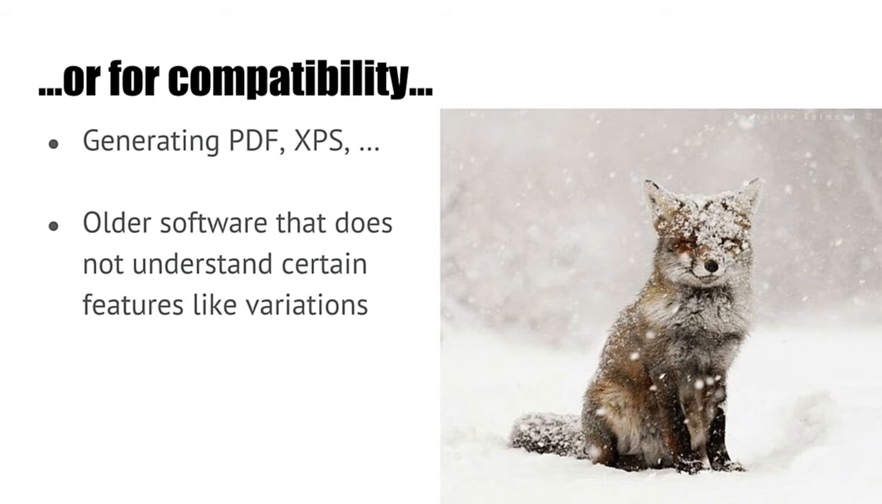Or for compatibility reasons, like, for example, generating a PDF or XPS file, a variable font will not work, so you may want to instantiate it, or for other reasons, or older software that does not understand certain things. Based on a specification, so for the purpose of the subsetting operation, we have an input file and a specification of what we want the output to support. That involves the character set, layout features, name table entries, and other options. So that's what subsetting is about.